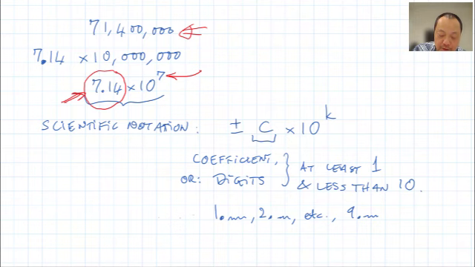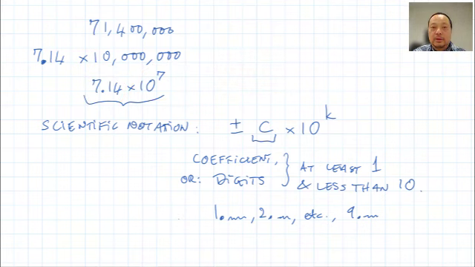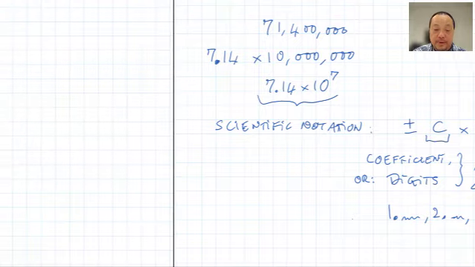So the purpose of this rule is to make sure you stay within the range of this, which we call the order of magnitude. This number has an order of magnitude in the 10 millions, and the coefficient or digits have to stay this way to be within that order of magnitude. So on the one hand, it's a rule, it's a definition, but on the other hand, there was a reason for it.